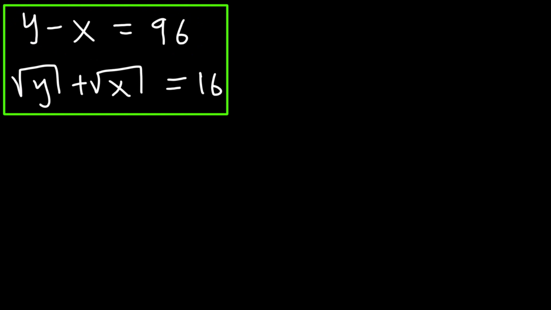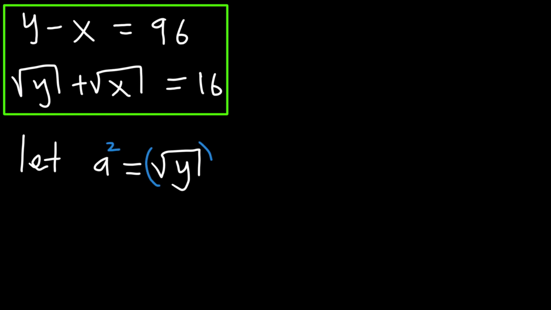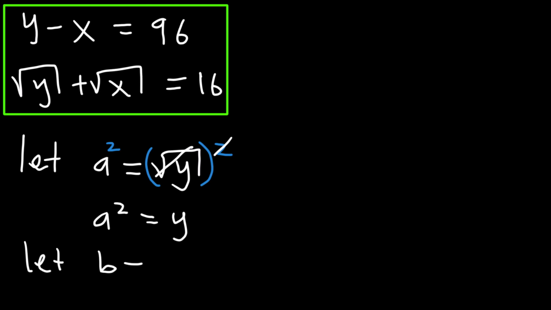First of all, we shall let a be equal to the square root of y. And if we square both sides, these two will cancel with the square root, and so we shall have a to the power of 2 equaling y. And also, if we let b be equal to the square root of x, if we square both sides, we shall get b to the power of 2 equaling x.